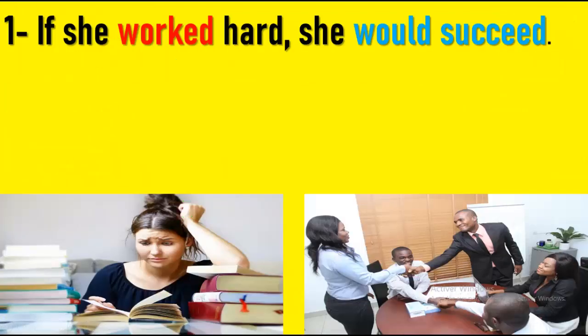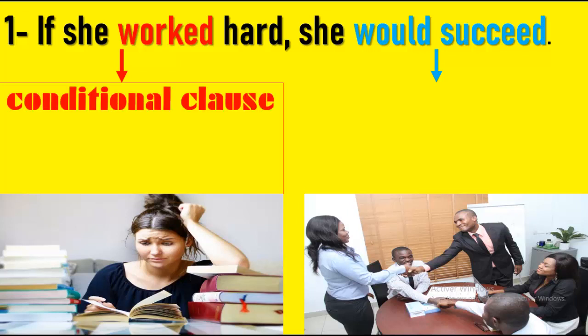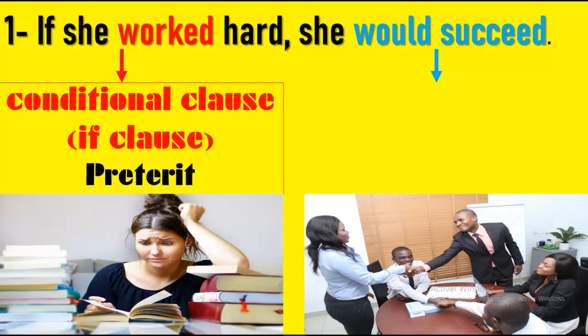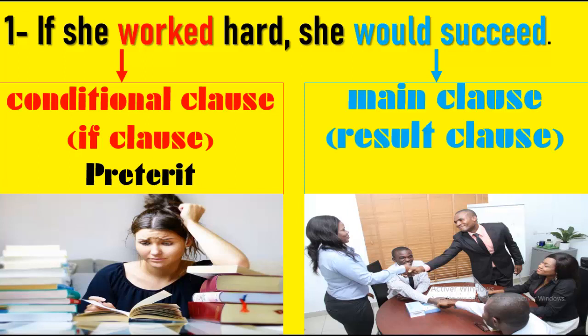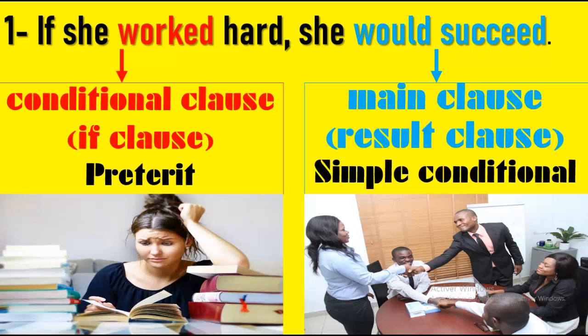If she worked hard, she would succeed. So you see here a change in the tenses. Here we have worked and would succeed. This is conditional 2. So the conditional clause or if clause will be in the preterite, and the main clause will be in the simple conditional or present conditional. Worked, would succeed.